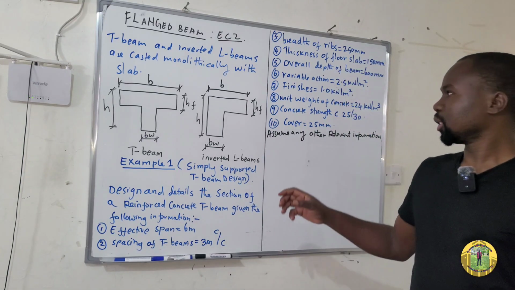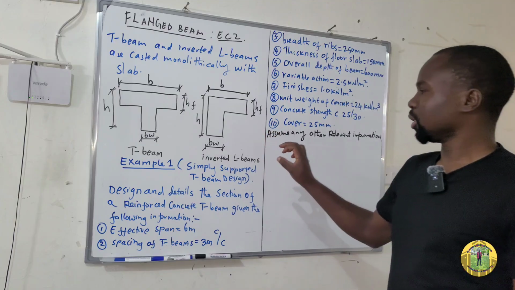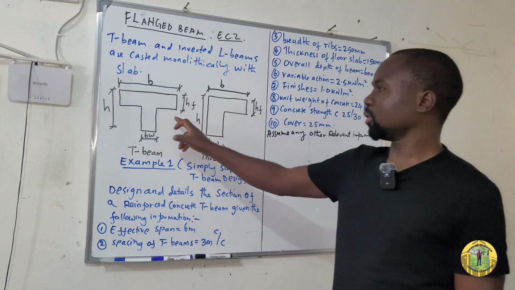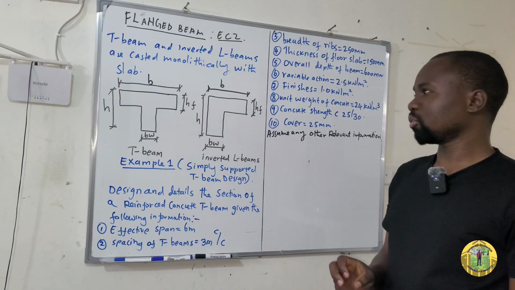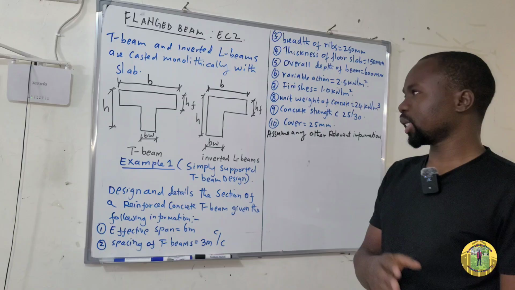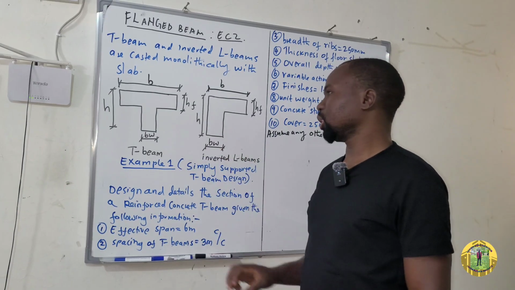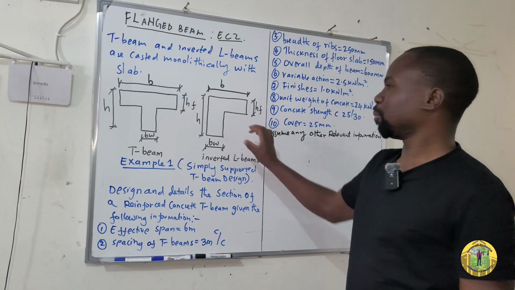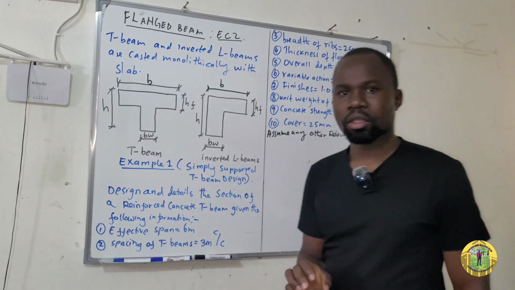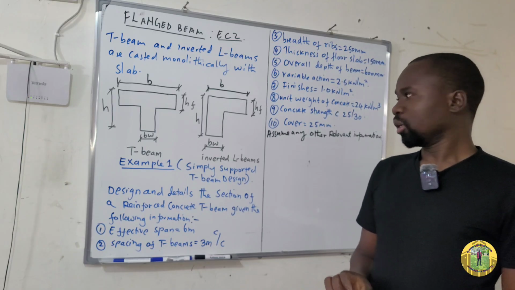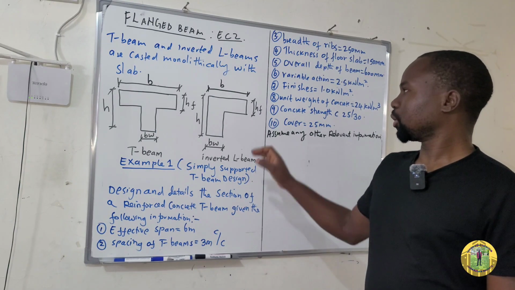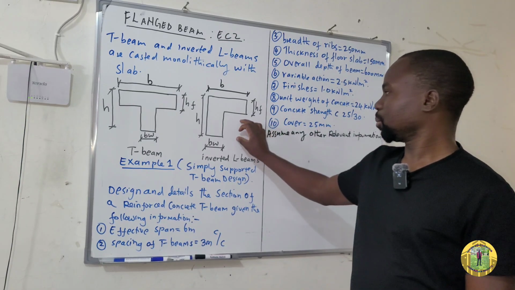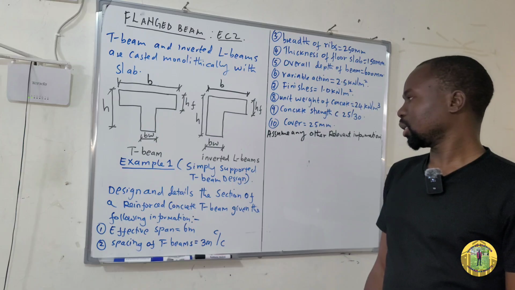And then for the T and L beam, a T beam is a center beam, and this beam is supporting both sides of the slab, on the left side and on the right side. So this is what we call a T beam. And then the L beam, or inverted L beam, is a beam which is found on the edge of a building. On the edge of a building, it means it is supporting only one side of the slab. So you design such a beam as an inverted L beam.